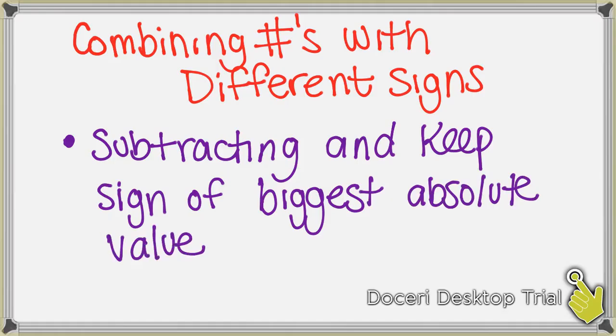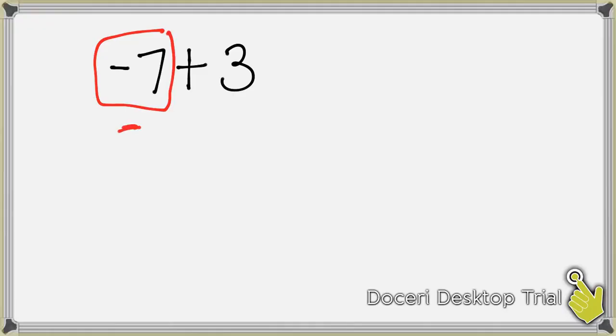All right? So this is what I mean by that. If I were to give you a problem that said -7 plus 3, I don't want you to look at the plus sign and think, oh, I'm adding. Again, you're going to look at the value of each number. The 7 we know is negative because there is a negative sign in front of it. The 3, on the other hand, is positive because there is no negative sign in front of it. So one is positive and one is negative. This time they're not the same sign.